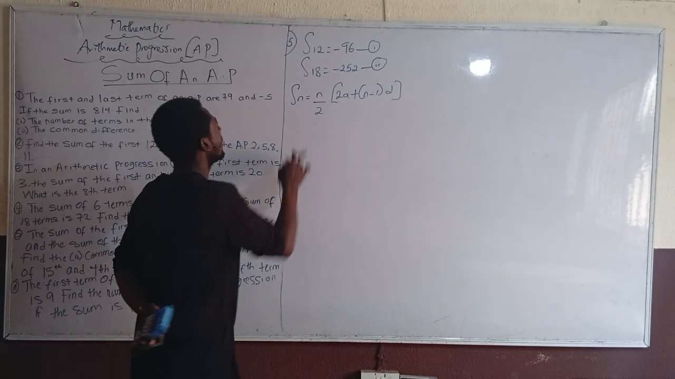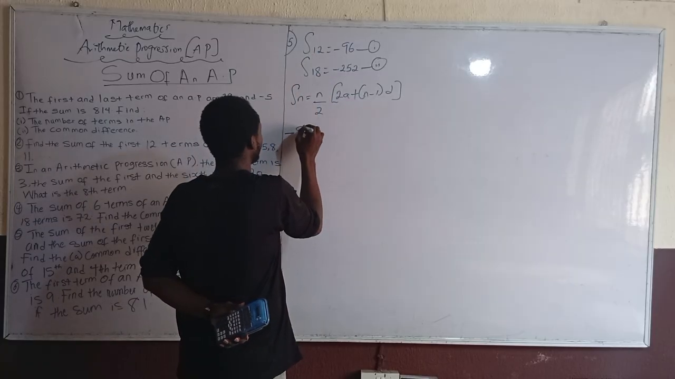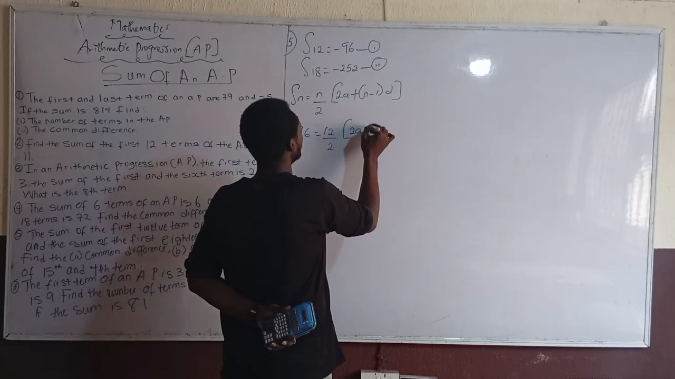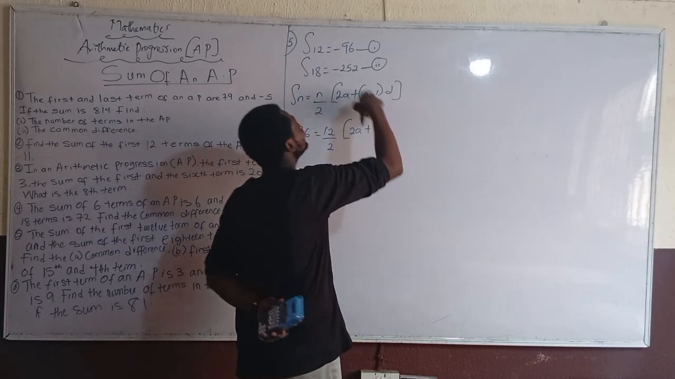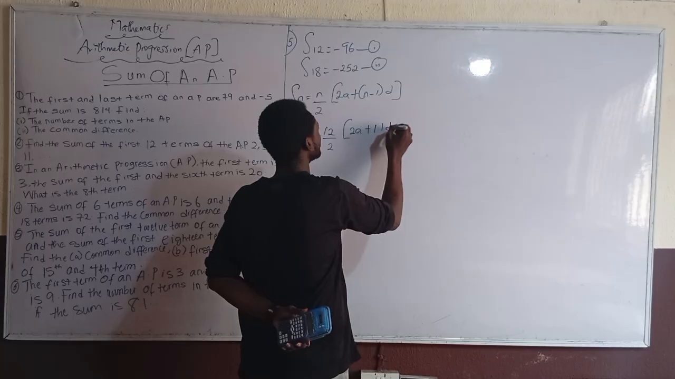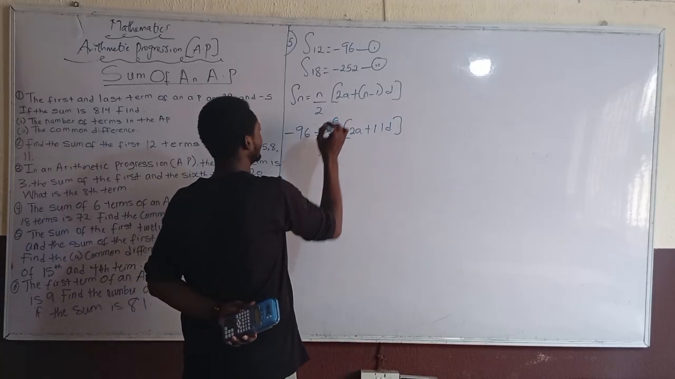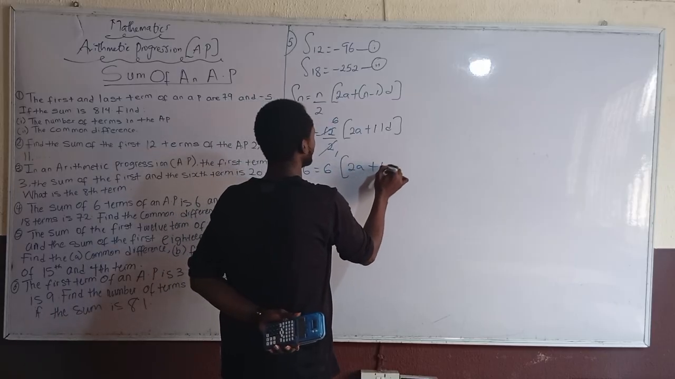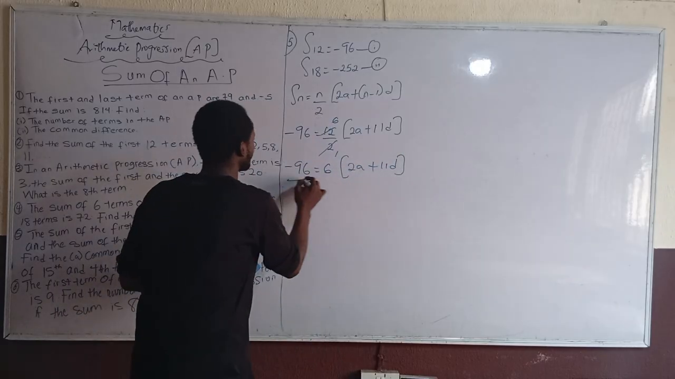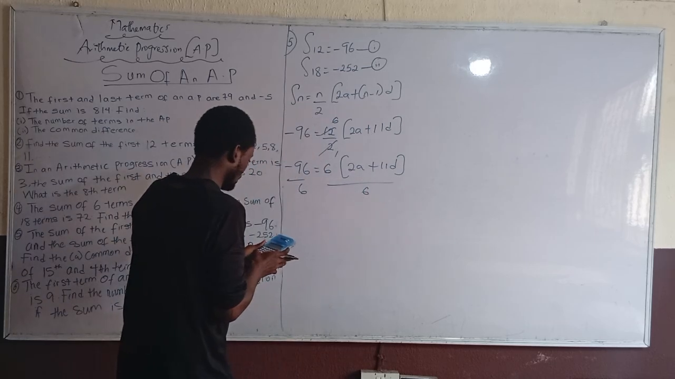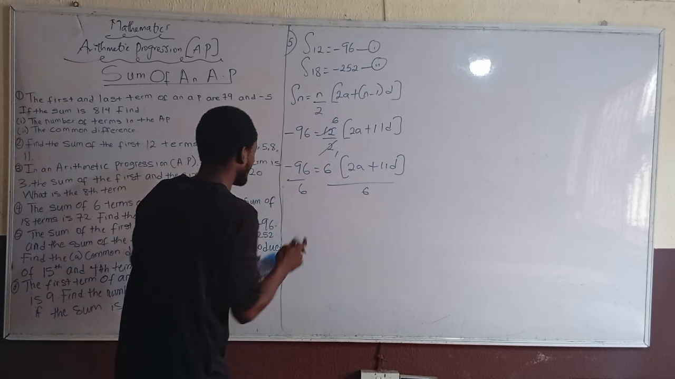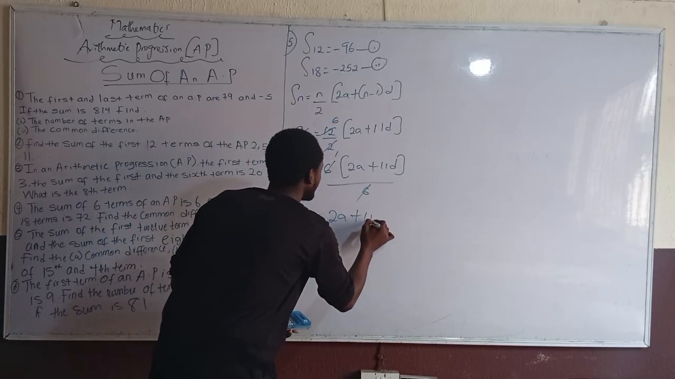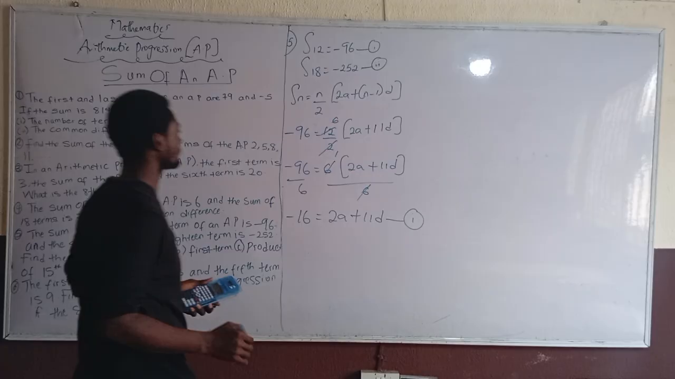So from there, my S12 is minus 96, n is 12 over 2. I have 2a plus 12 minus 1 is 11, then 11d. 2 here 1, 2 here 6. Minus 96 equals 6 times 2a plus 11d. So divide both sides by 6. So 96 divided by 6, you have minus 16 equals 2a plus 11d, equation 1.